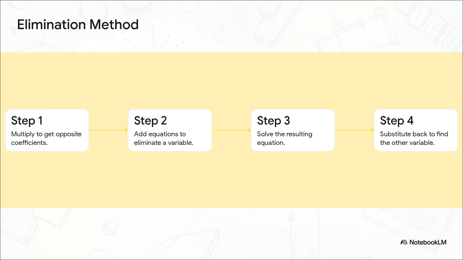The elimination method has a similar flow. First, you might have to tweak the equations a bit so that one of the variables has perfectly opposite numbers in front of it, like a positive 3y and a negative 3y. Step 2 is where the magic happens. You add the two equations together, and poof, that variable is just gone. After that, it's just like before. Solve for the variable that's left, and then plug that number back in to find the one you eliminated.